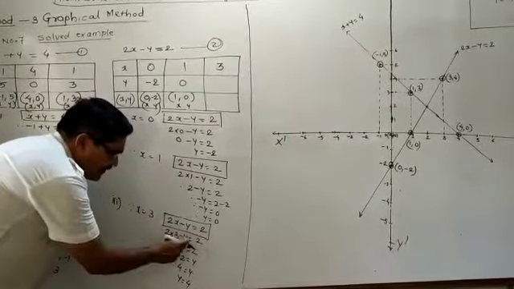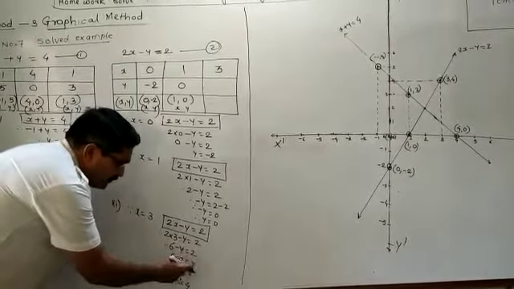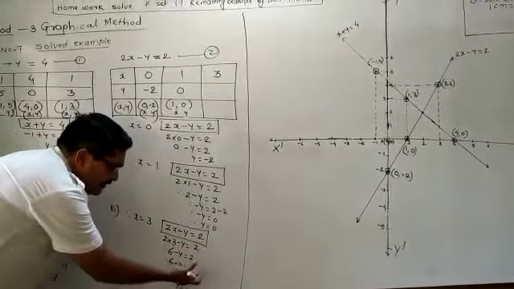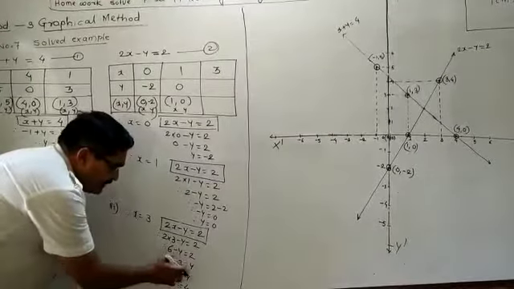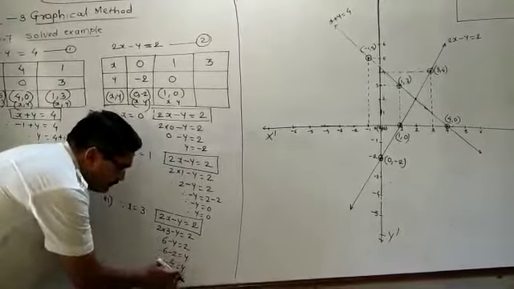2 multiplied by 3 minus y is equal to 2. 6 minus y is equal to 2. 6 minus 2 is equal to y. Minus 2, you have to transpose that side. 2, you have to transpose this side. This plus 2 becomes minus 2. Minus y becomes plus y. y is equal to 4 will come.